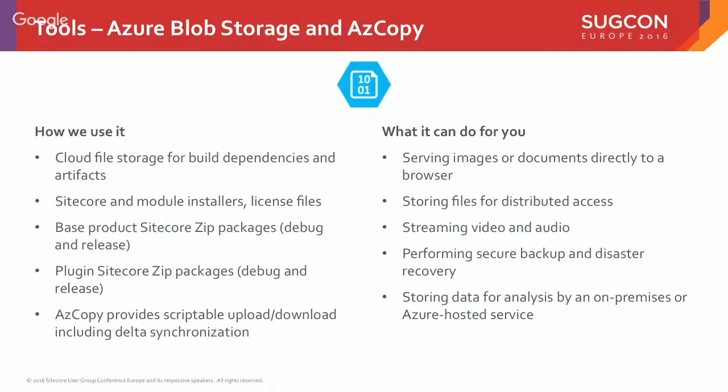And there is a command line tool, AzCopy, that was really useful for us to just push and pull files. And AzCopy actually can do Delta copies. So if I already have that Sitecore installer locally that I need, it's not going to download it again for me. And this list of what it can do for you is pulled right from the Azure website. So it can apparently stream video and audio too.